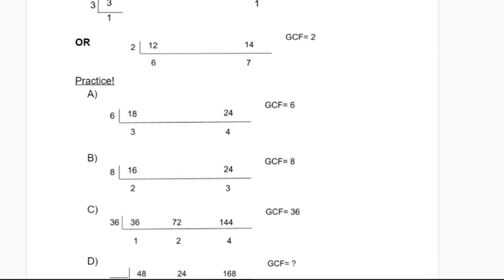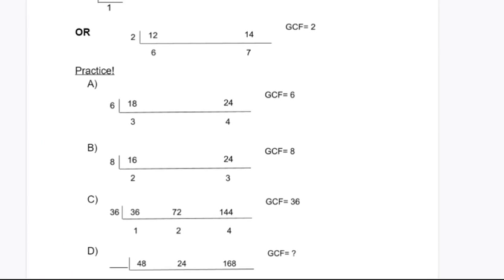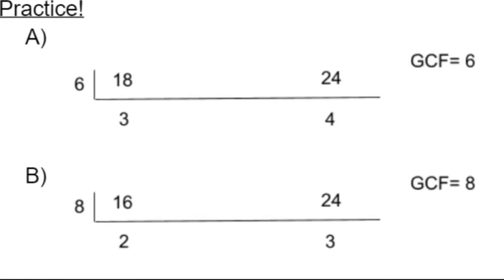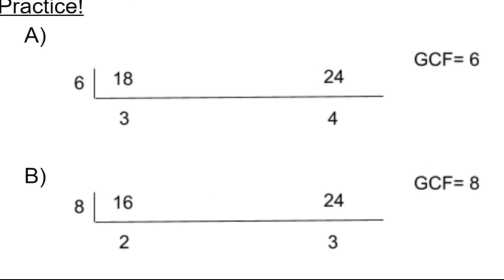So let's start with A, 18 and 24. We're going to see, okay, which number could divide into both, and that's 6. So 18 divided by 6 is 3, and 24 divided by 6 is 4. I can't further divide 3 and 4 because 3 is a prime number and 4 is a composite number. And so I look at the number I have on the left-hand side, which is 6, and so the greatest common factor of 18 and 24 is 6.